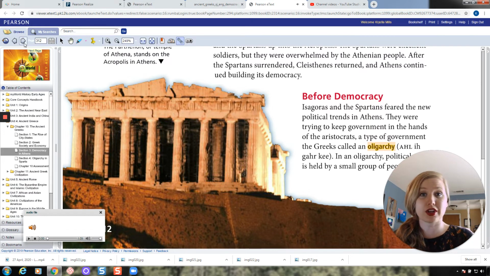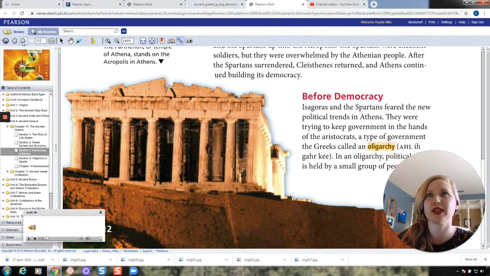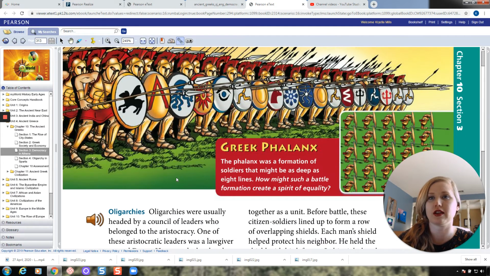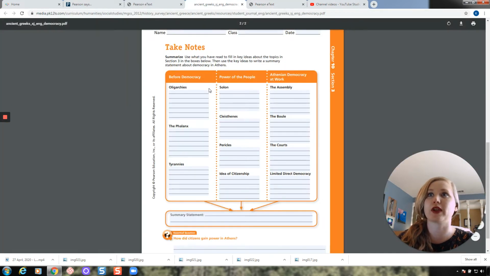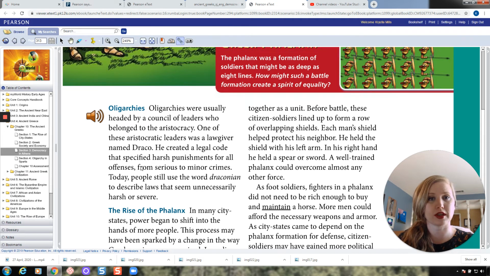All right, so that started us off on this section, but when we get to this next page, you're going to see here the first blue heading says oligarchy, and that matches up directly with what we see on our note-taking guide. So on this little paragraph here, that's where we're going to take notes.